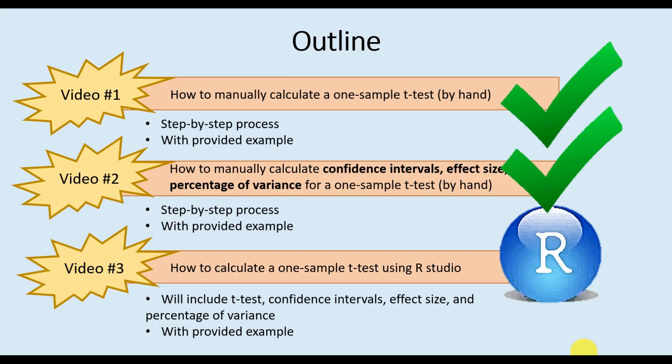If you did not see these 2 videos and are interested in manually calculating a one-sample t-test, I would recommend watching those videos as well. So in this video, video number 3 now, we're going to switch gears and now use the same provided example, but calculate everything we did in the last 2 videos now in RStudio.